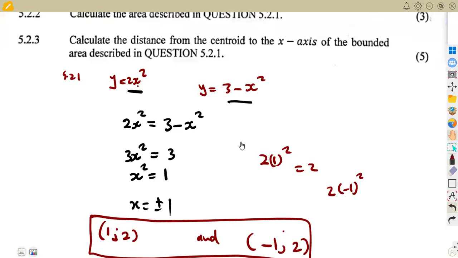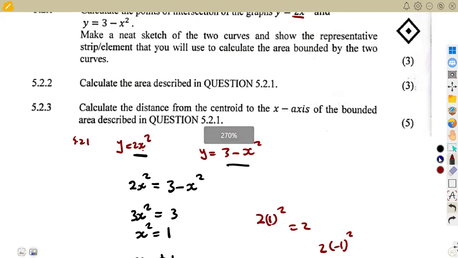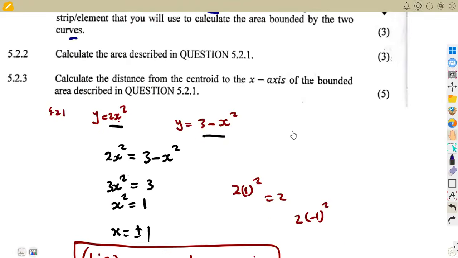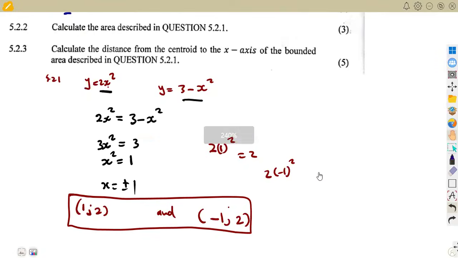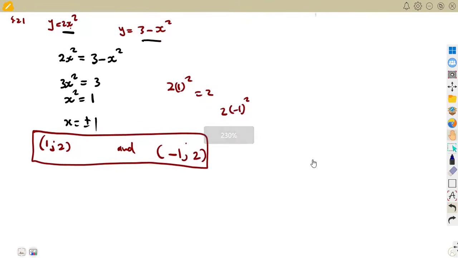Then the other part, after that, they want us to make a neat sketch of the 2 curves, and show the representative strip that you use to calculate the area bounded by the 2 curves. So they asked us to sketch these graphs: y is equal to 2x squared, and the graph of y is equal to 3 minus x squared.